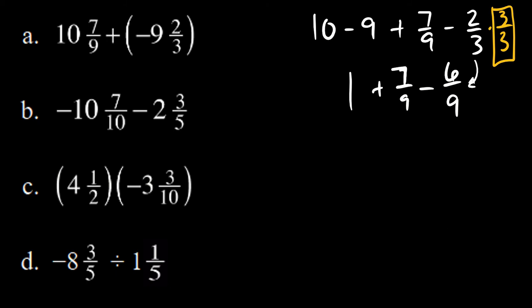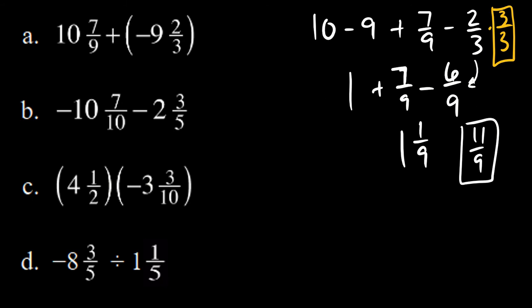So 1 plus 7/9 minus 6/9 is going to be 1, and just 1/9 positive. And you can do 1 times 9 is 9, plus 1 is 10, you can write it as 10/9 also. So A, I've got 1 and 1/9.